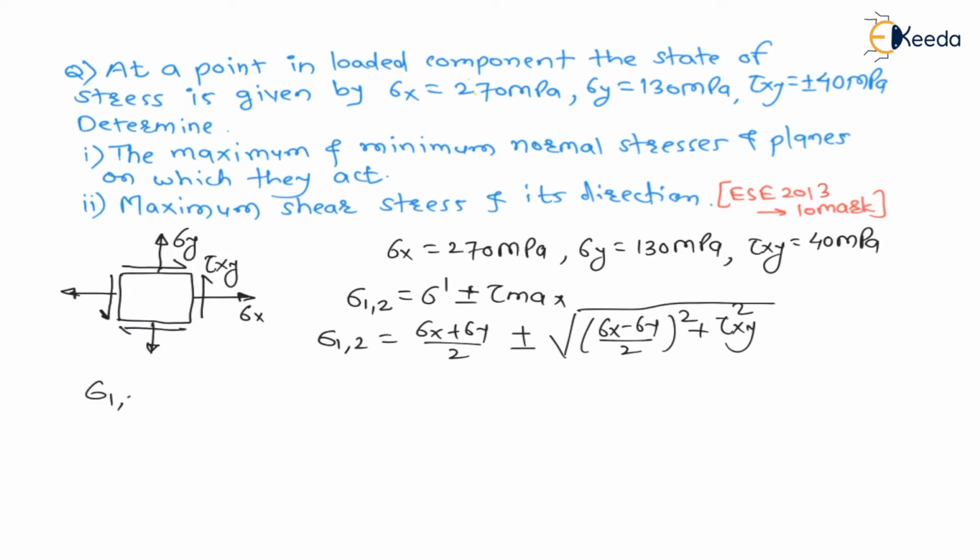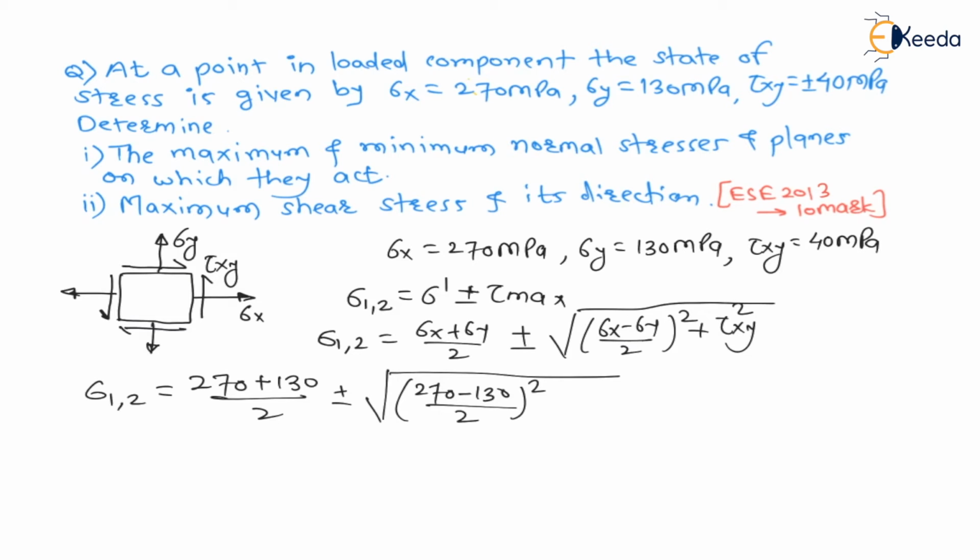Therefore sigma 1, 2 is equal to sigma x is 270 plus sigma y is 130 divided by 2, plus or minus under root of sigma x 270 minus sigma y 130 divided by 2 whole square plus tau xy 40 square. Now while finding sigma 1, we have to find the maximum value, so we put the plus sign, and while finding sigma 2 we put the minus sign. If you solve this, sigma 1, 2 you will get 200 plus or minus 80.62.